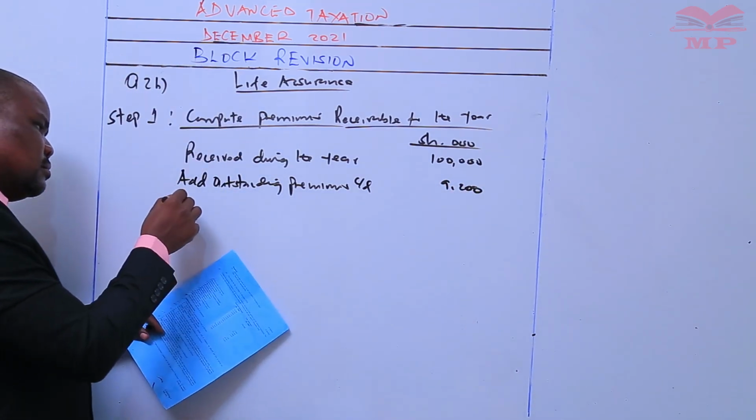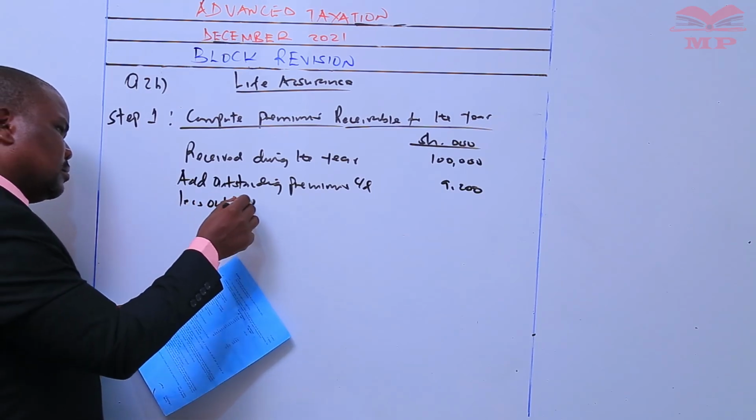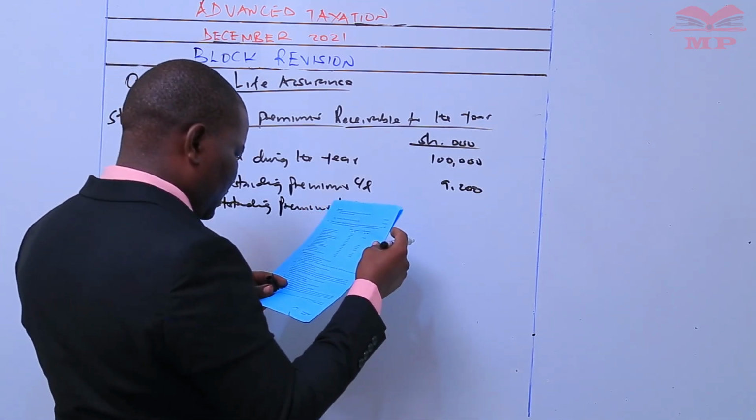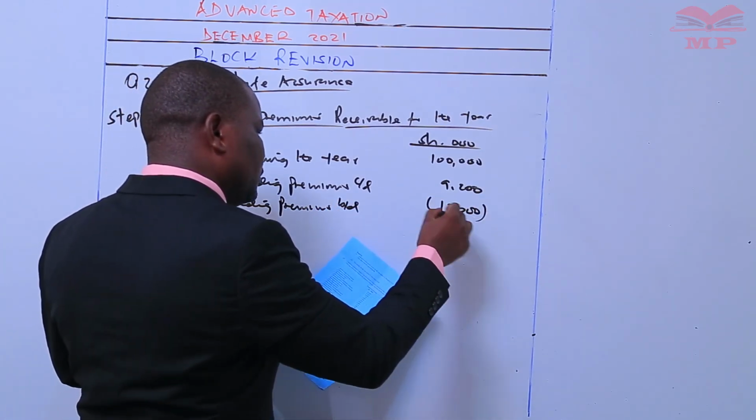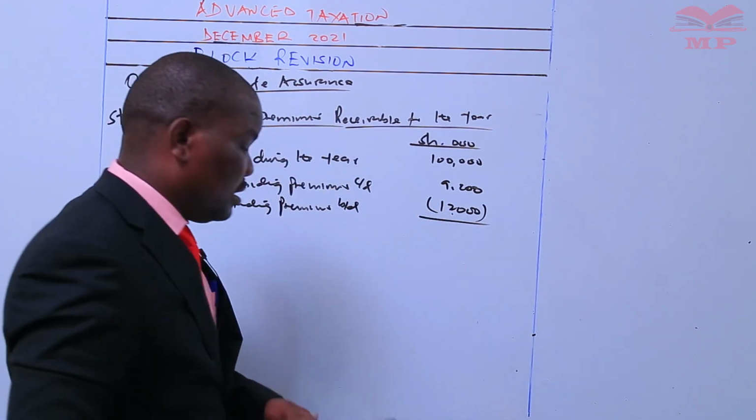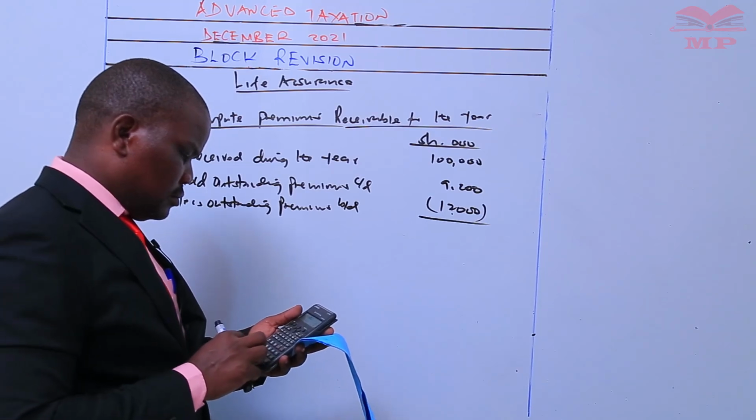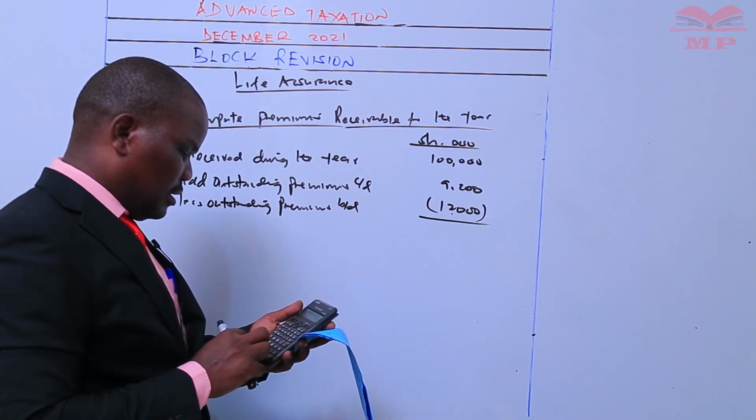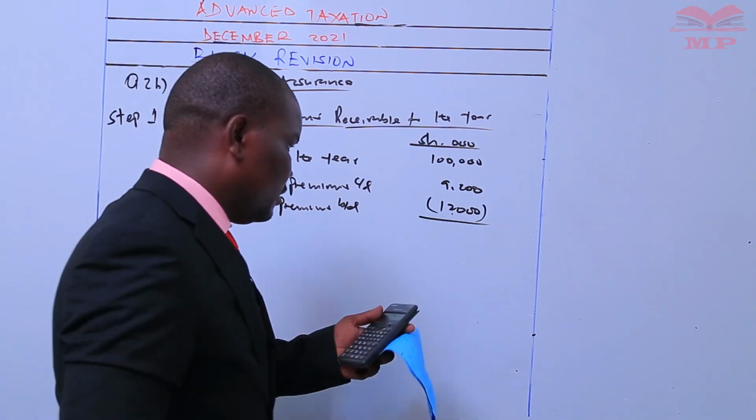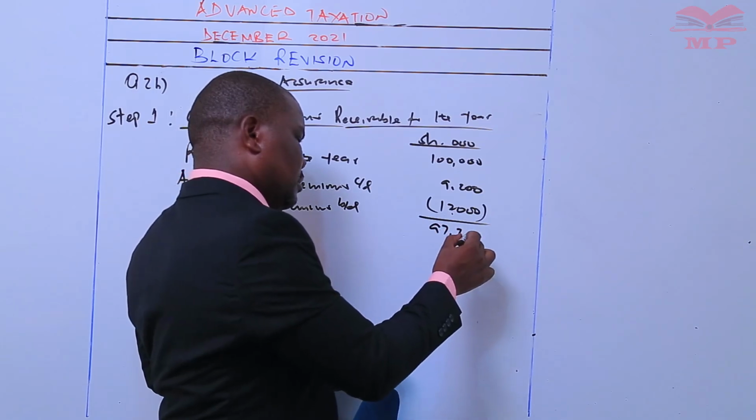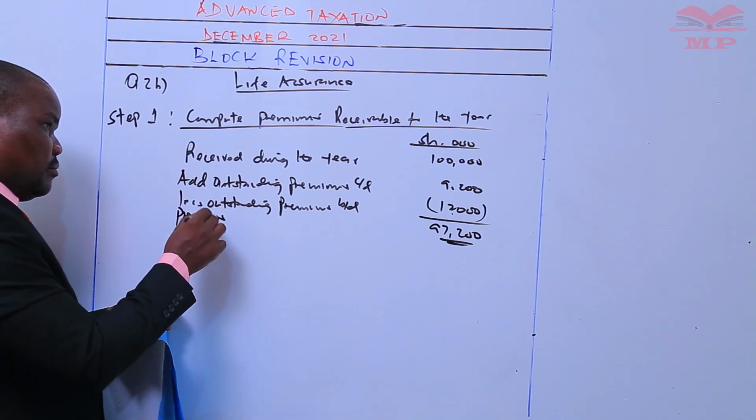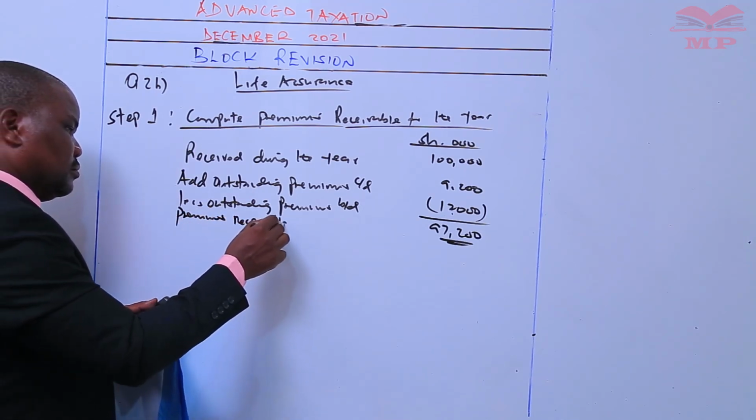Then we say less outstanding premiums brought down, that is 12 million shillings. So we get the net amount. We shall have 100 million plus 9.2 million less 12 million. I'm getting 97.2 million. So that is what we call premiums receivable for the year.